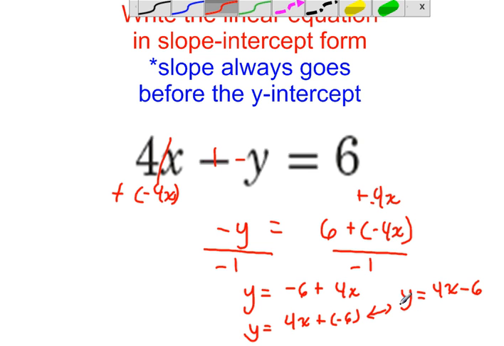Now, the 4 is our m. Remember, in slope-intercept form, m is the slope. So our slope's value is 4, and b in our slope-intercept form represents the y-intercept. The y-intercept is negative 6. So the point where the line would cross the y-axis would be (0, negative 6). Let's do one more here.